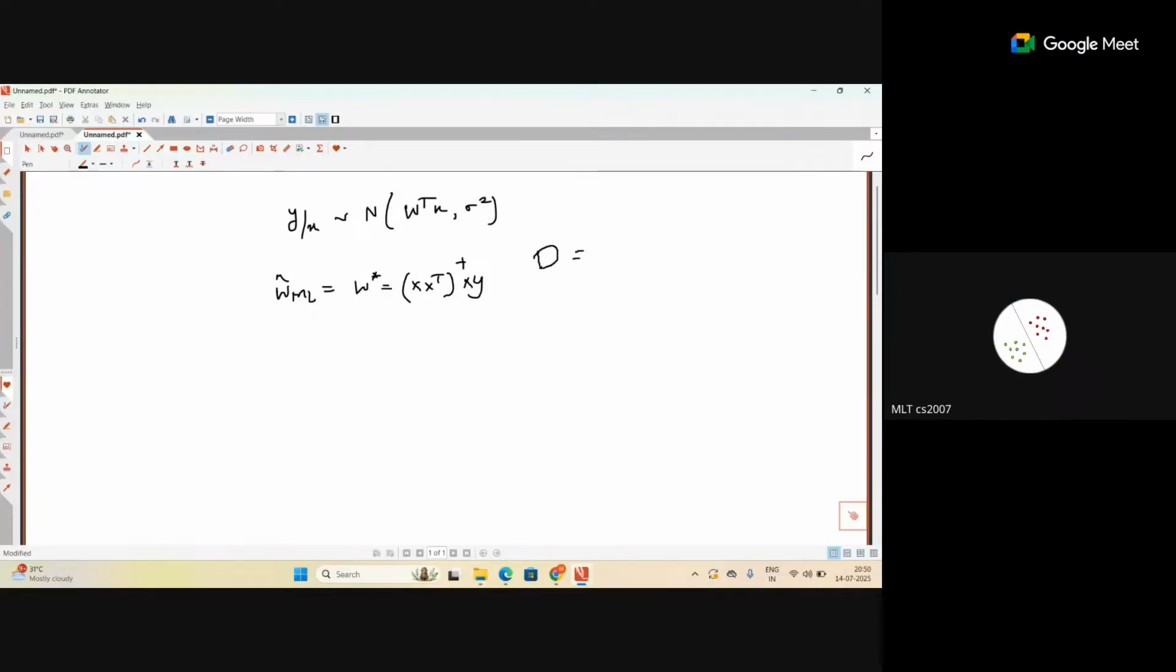So our data set, how does it look? X1, Y1, X2, Y2, X3, Y3, and up to Xn, Yn. Is that correct? And each of these yi, I can say, is equal to W transpose xi plus epsilon i, right? Is that okay?